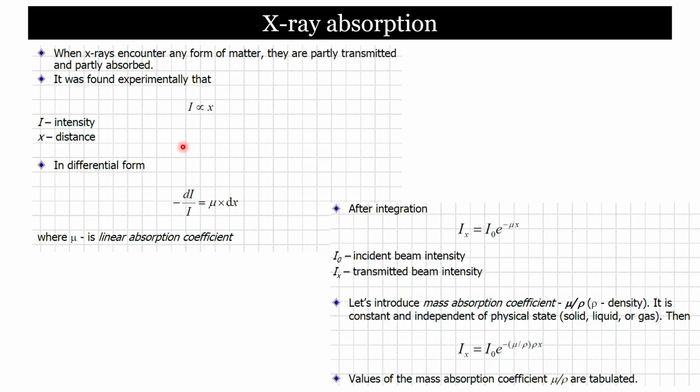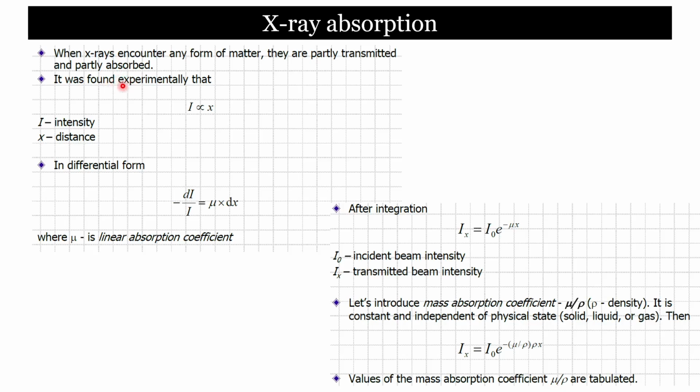And these are some basic things for X-ray absorption. When X-rays encounter any form of matter, they are partly transmitted and partly absorbed. There is nothing which will completely transmit or completely absorb. Everything in nature partly transmits and partly absorbs, but depending upon how much they transmit and how much they absorb, they are considered in different categories.